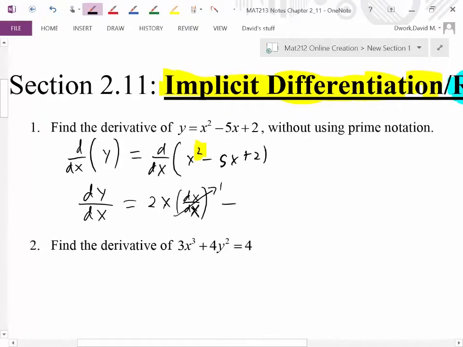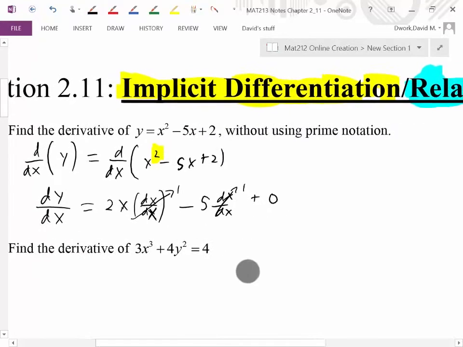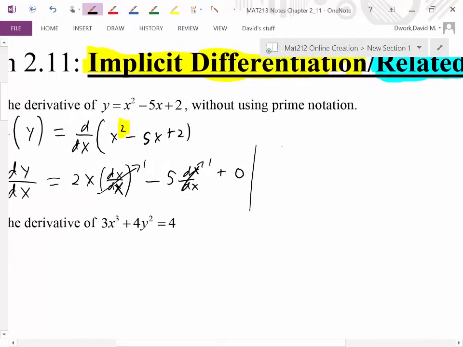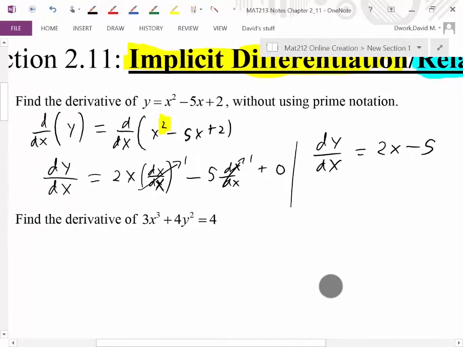So anyway, now we can continue. The derivative of 5x would be 5 dx dx again. So that's just 1. And then the derivative of 2, which is 0. So therefore, what we're seeing here is dy dx equals 2x minus 5.